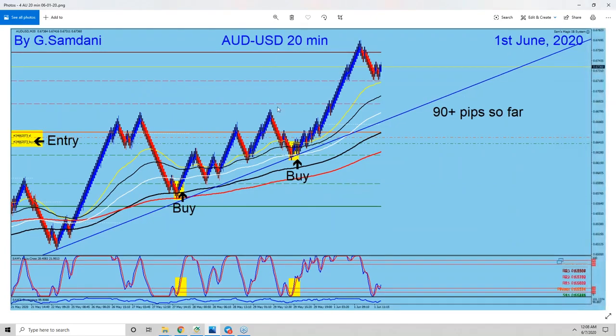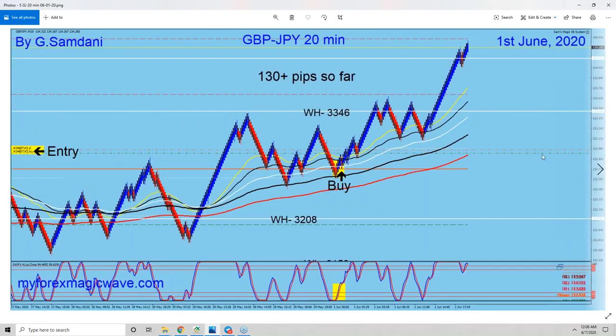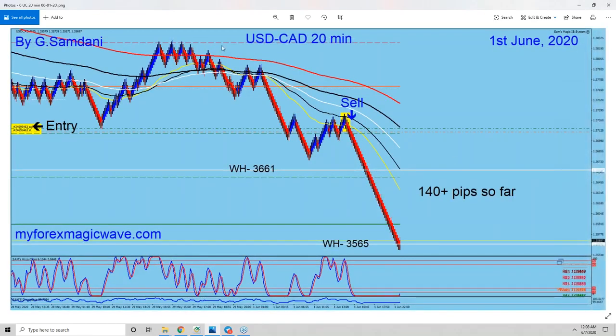June 1st, Aussie USD. This was the trade, and this is the entry I'm showing here. Buy right here, the second entry, trade, 90 pip. This was on the 27th May, actually. And this one again, pound yen on June 1st, 130 pip. This is the entry here, buy order here, SL move to break even. Even if you don't make this, this was an entry, and all of these entries. This system gives you so many entries.